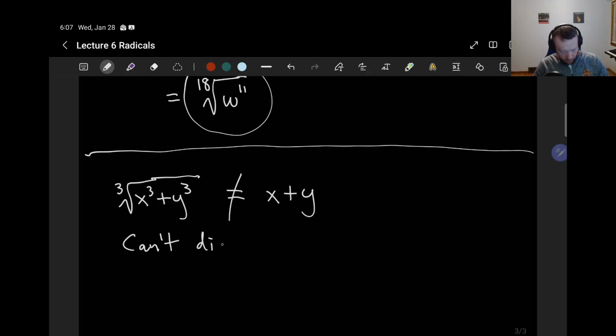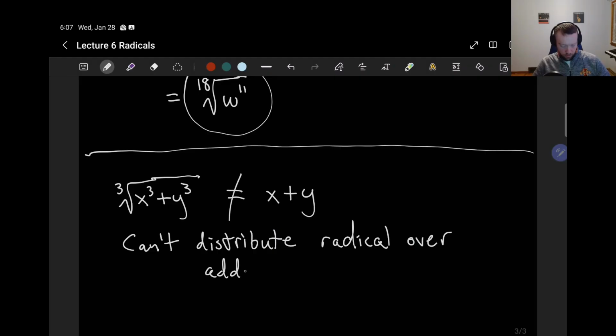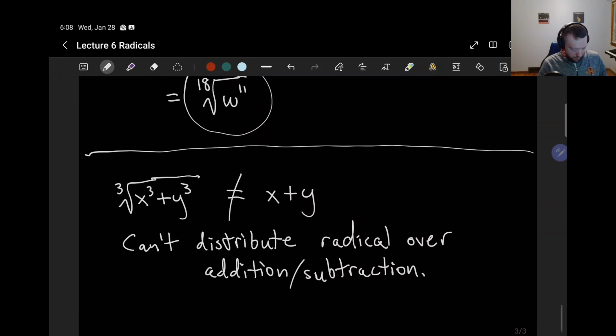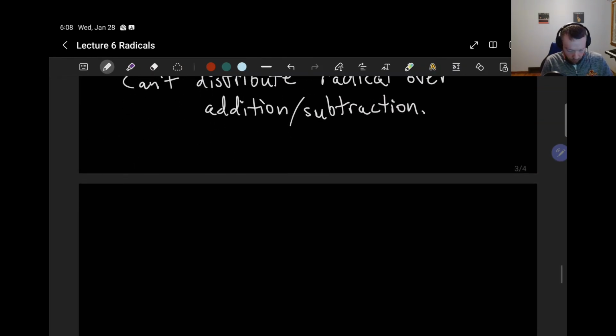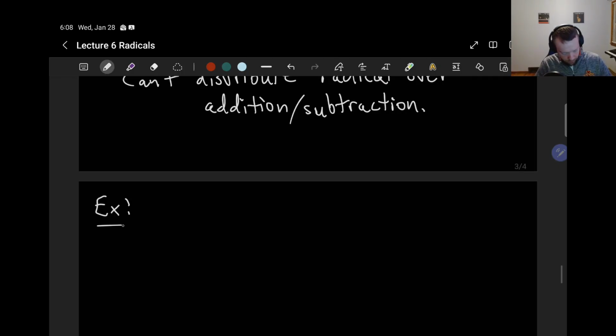Let me just say we can't distribute radical over addition or subtraction. It's a common temptation, but don't do it. It's wrong. So let me demonstrate why that's wrong with a little example.